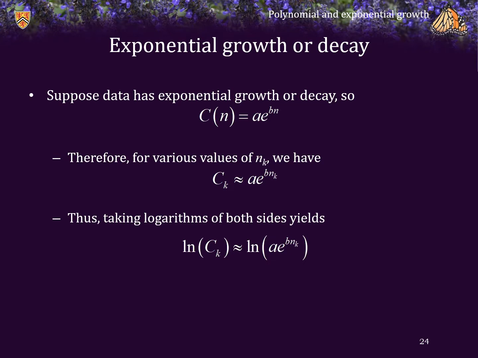Well, if we're taking the logarithm of both sides, then the logarithm of the left-hand side, the logarithm of the count, is equal to the logarithm of a e to the b n sub k. You know, however, that the logarithm of a product is the sum of the logarithms. All right, so that's that expression there. And the logarithm of an exponential is simply the power.